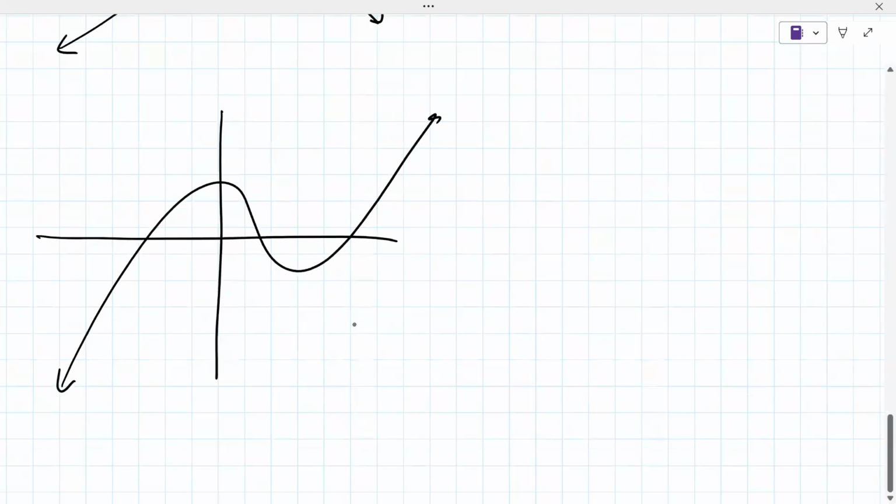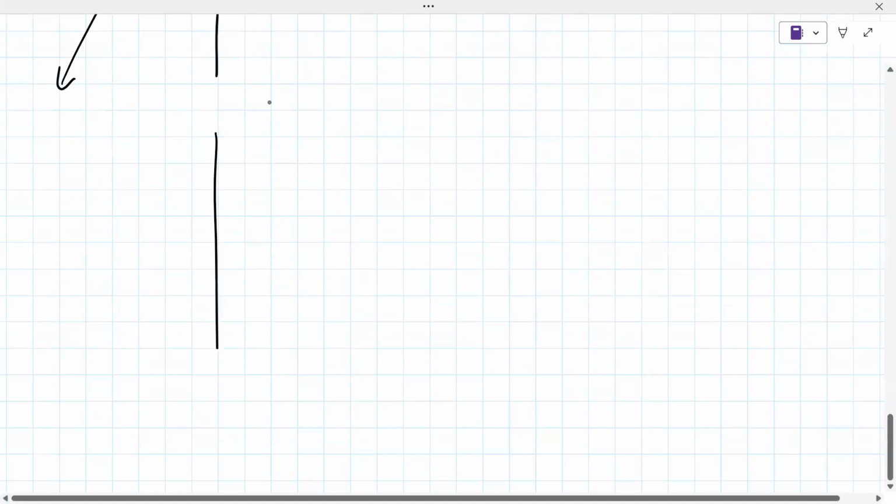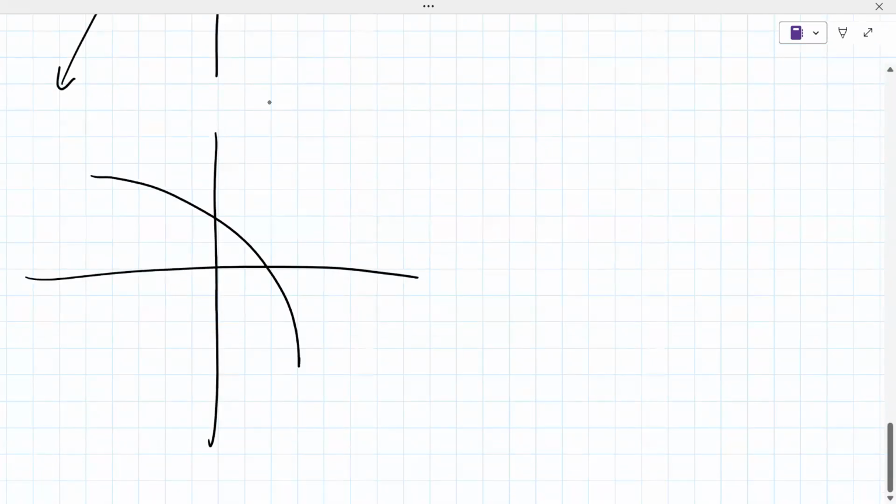All right. This is considered continuous. It has no breaks, no jumps, no asymptotes, no holes. You can draw it without lifting up your pencil. This one is also continuous. So you might be wondering, well, what does discontinuous look like? Well, we've covered the three examples.